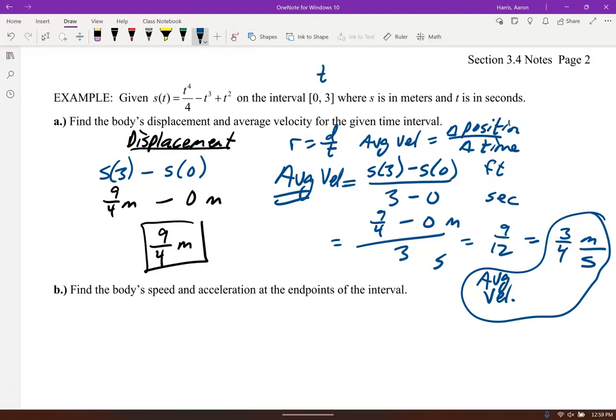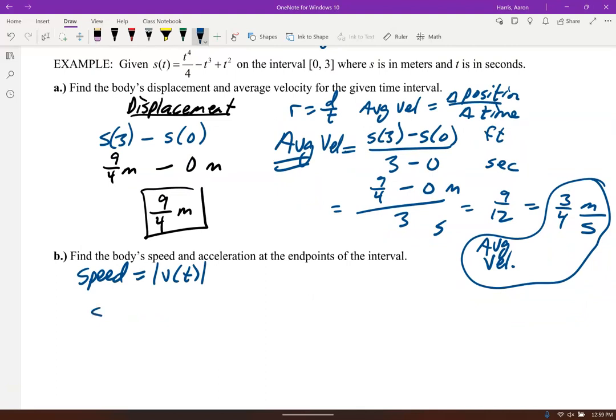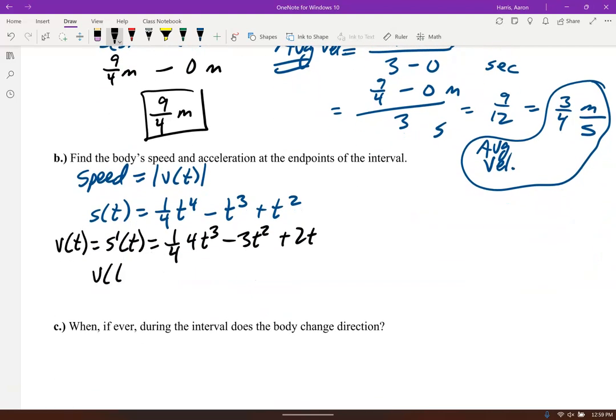Now let's go ahead and find the speed. Now I mentioned that the speed is just the absolute value of the velocity. So let's go ahead and find the velocity function. Here's our position function. It's 1/4 t to the 4th minus t cubed plus t squared. Let's go ahead and find the velocity, which is the derivative of position. So 1/4, take derivative t to the fourth, 4t cubed, minus 3t squared plus 2t to the 1. So our velocity is t cubed minus 3t squared plus 2t, right?